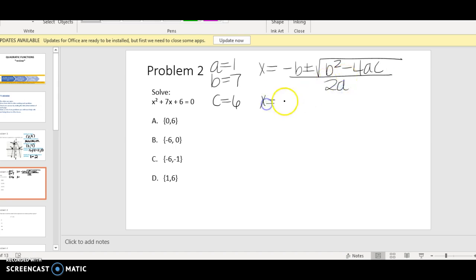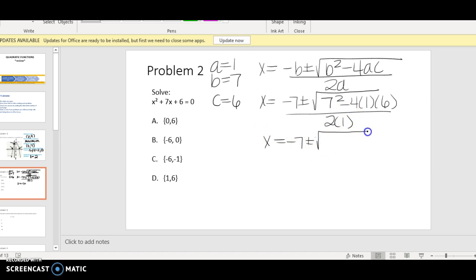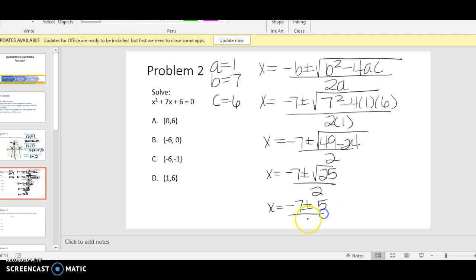So I'm going to do the opposite of B, so a negative 7 plus or minus the square root of 7 squared minus 4 times 1 times 6, all over 2 times 1. So what I have is negative 7 plus or minus the square root of 25, over 2. So it's negative 7 plus or minus 5, over 2.